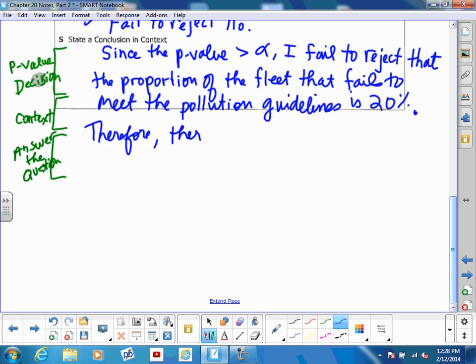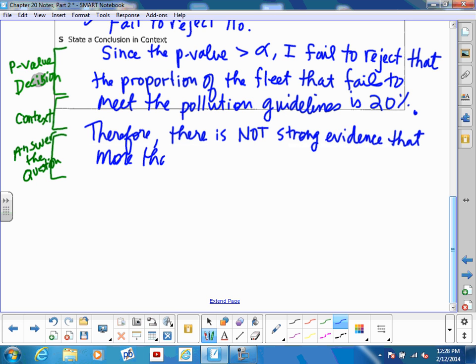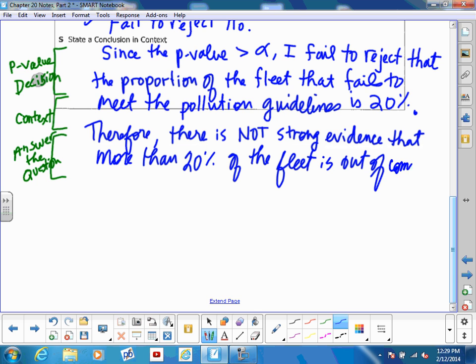there is not strong evidence that more than 20% of the fleet is out of compliance. Okay, so that is the formula that you follow for a full and thorough conclusion.